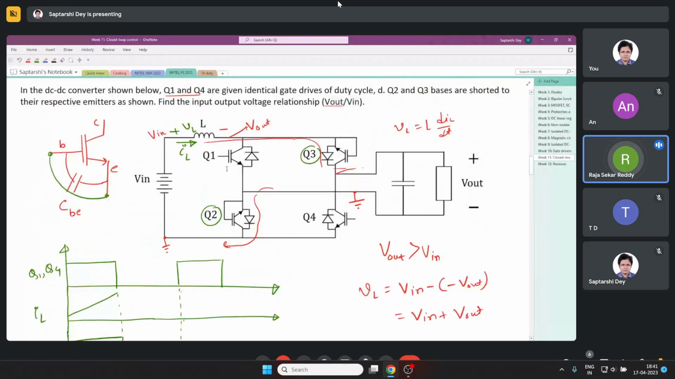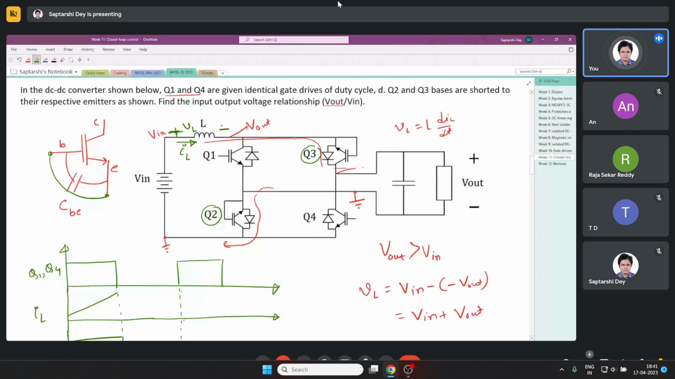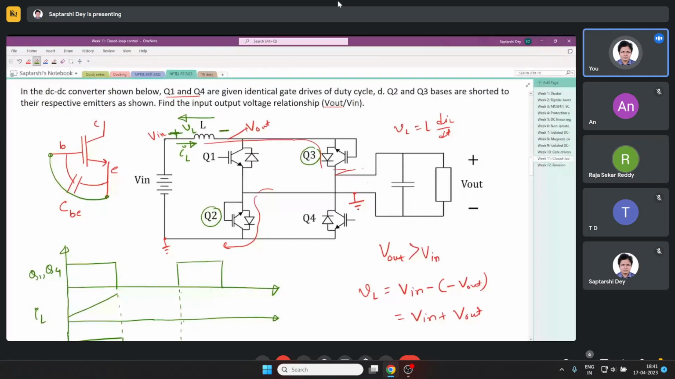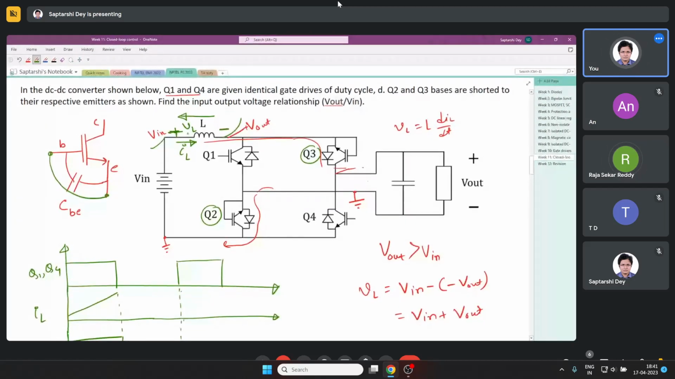Because the polarity reverses, the output is not V naught. See, I have taken VL as positive here and negative here. So whenever I am drawing the waveform, that means I am measuring the voltage in this direction. So I have to always do the voltage here minus the voltage here.